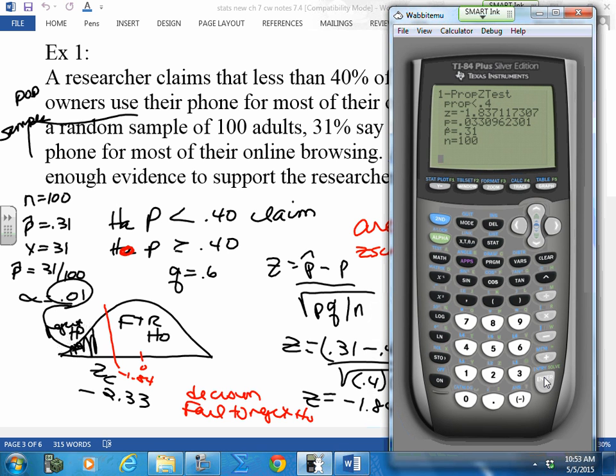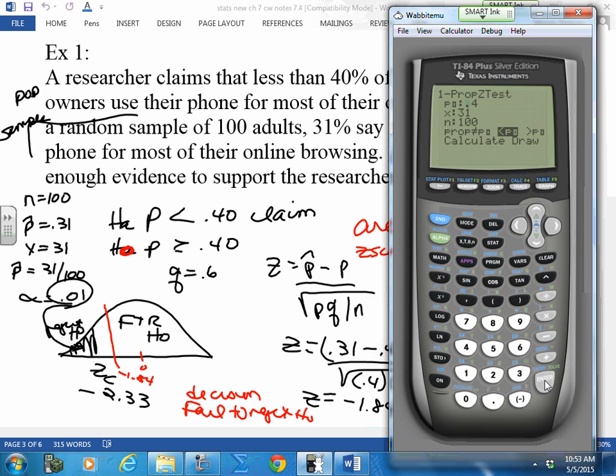So go to stat, test, come here, and type those all in. You have to put an x value in. Remember, if I had 97 people in my sample, and I had to take 31%, if I get a decimal, you cannot put a decimal in here because it's a binomial thing. You can't have a partial person.